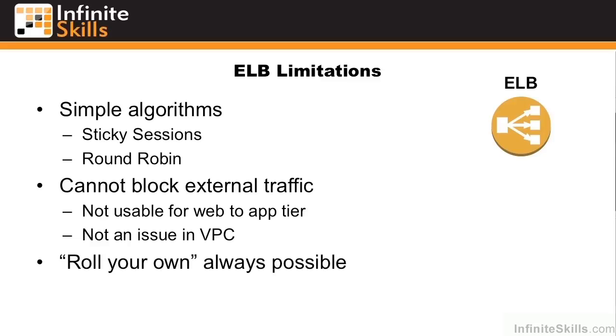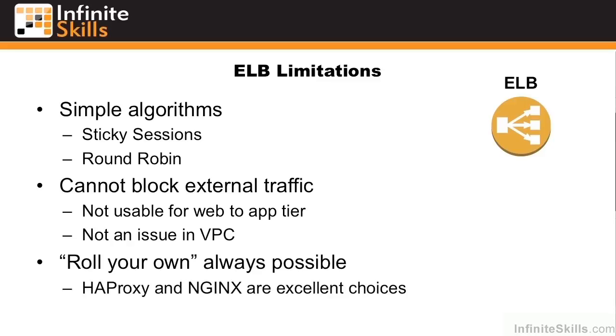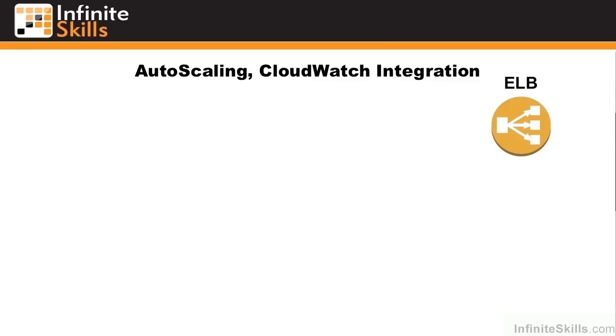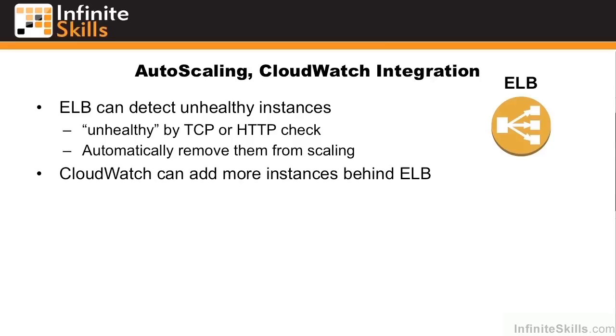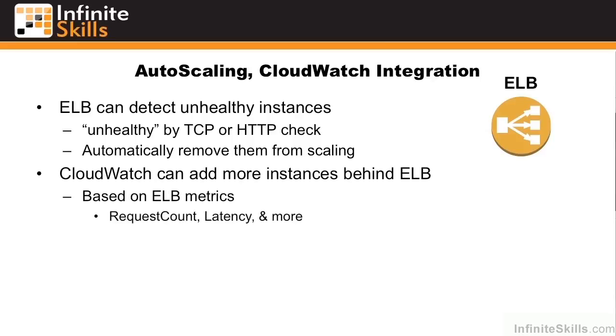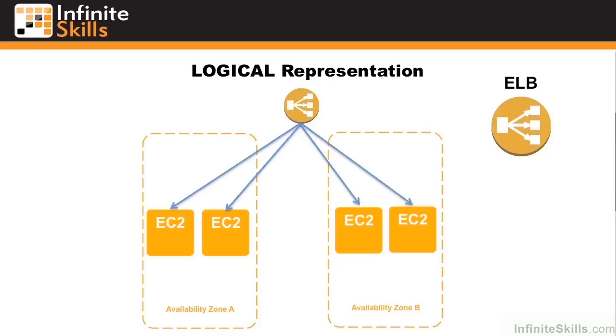You can also roll your own load balancer at any time, with HAProxy and Nginx being probably the most popular choices. Let's take a moment to look at the autoscaling CloudWatch integration. ELB can detect unhealthy instances. Unhealthy is determined by either a TCP or HTTP check. You could put up a web page that the ELB checks to see if an instance is up, and then automatically remove the instances from scaling if it detects that they're unhealthy. CloudWatch can add more instances behind the ELB, either based on ELB metrics such as request count, latency, and more, or based on instance metrics themselves, such as CPU, I/O, or custom metrics.